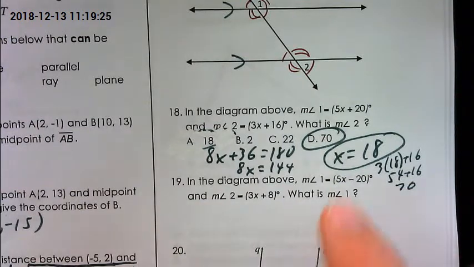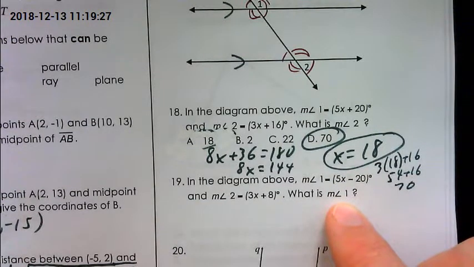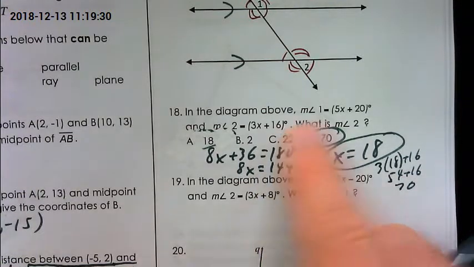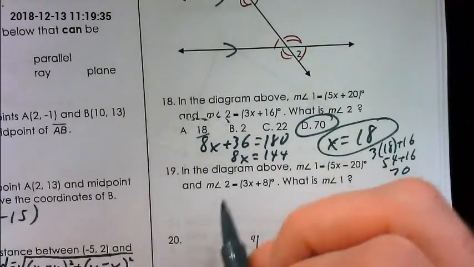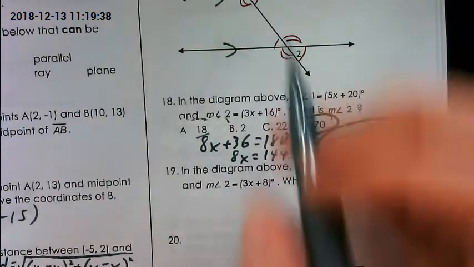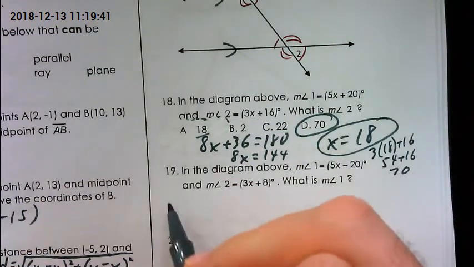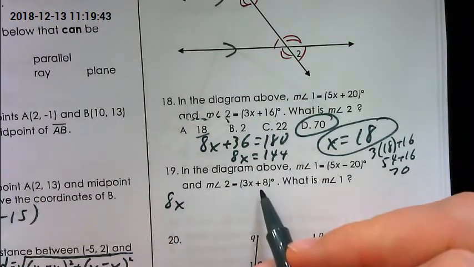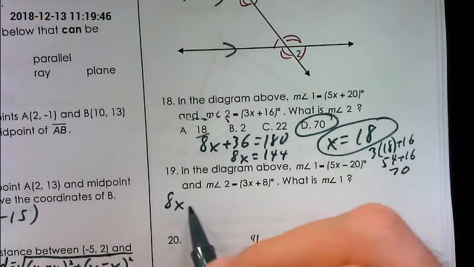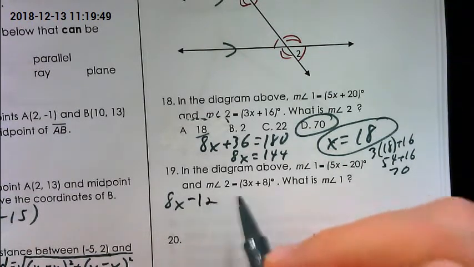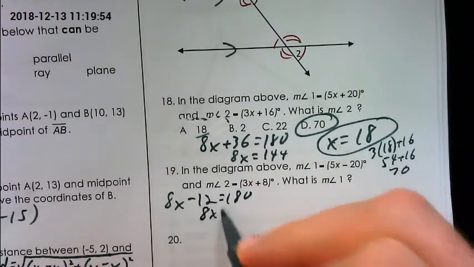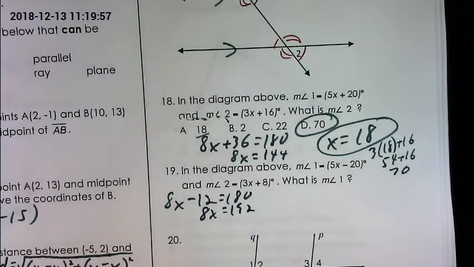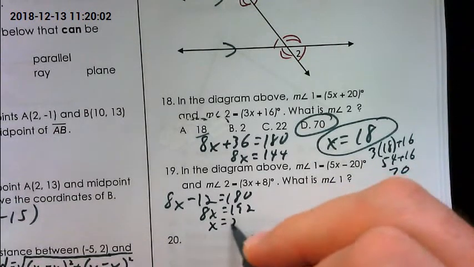19, almost the exact same problem, except we're solving for angle 1. They also changed the values on it, so it's not the exact same numbers. There are only slight differences there, so be careful. So add these two together. Again, they still have to be supplementary. So that's still going to give us 8x. This part, though, is going to give us negative 12. Bring the 12 over by adding it. They give you 192. And then 192 divided by 8 is 24 for x.